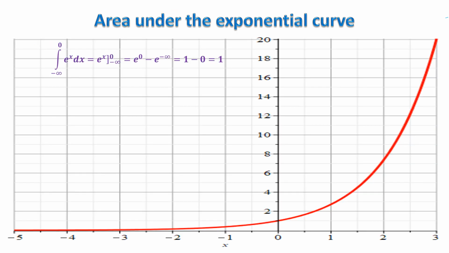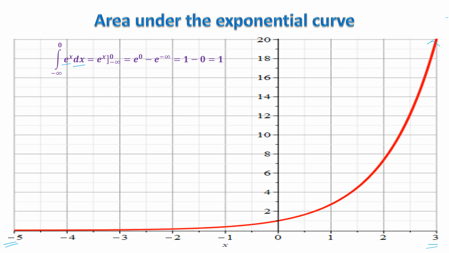Now this is the actual plot of the function e to the power x, where x runs from, say, -5 to 3. So this nice red line indicates the exponential behavior in this range. Now look at this integration, integral of e to the power x dx.